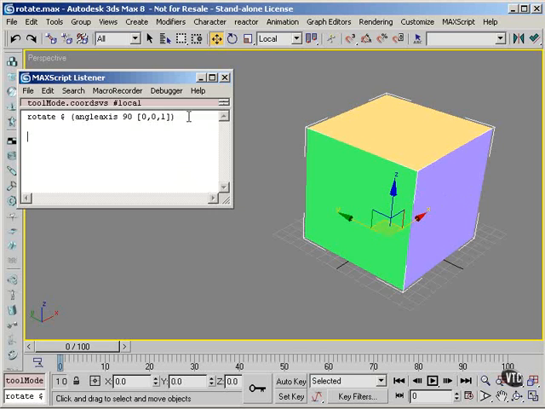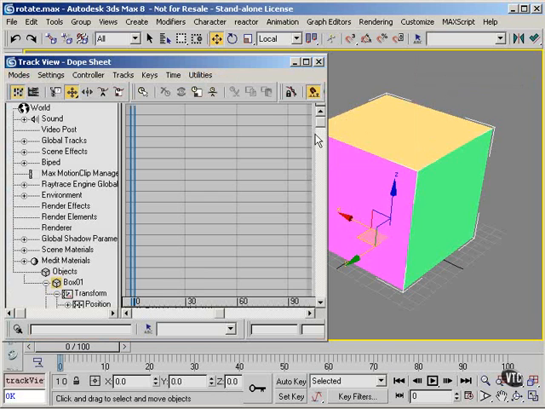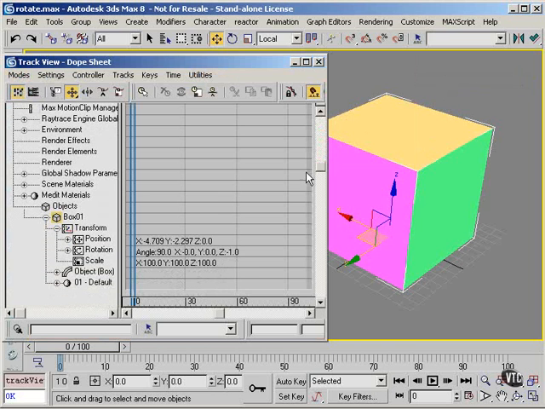So let's try this. And that's exactly what we got. So let's take a look at this in the track view. So here we have the rotation. We see the angle of 90, x0, y0, as expected, but z is -1.